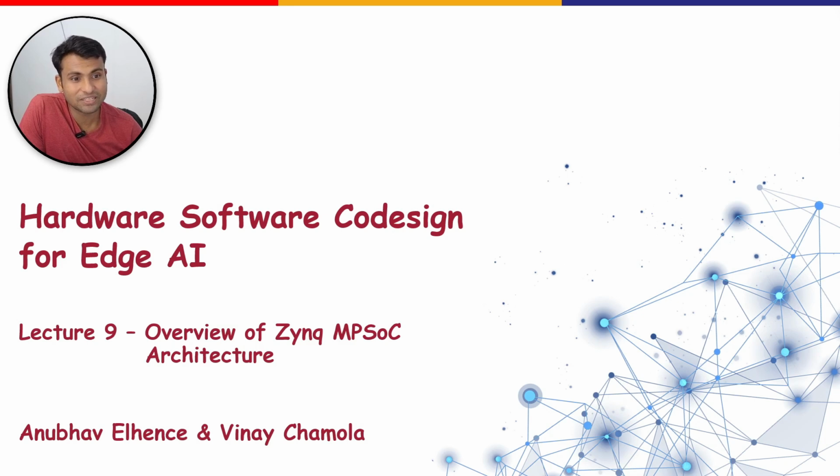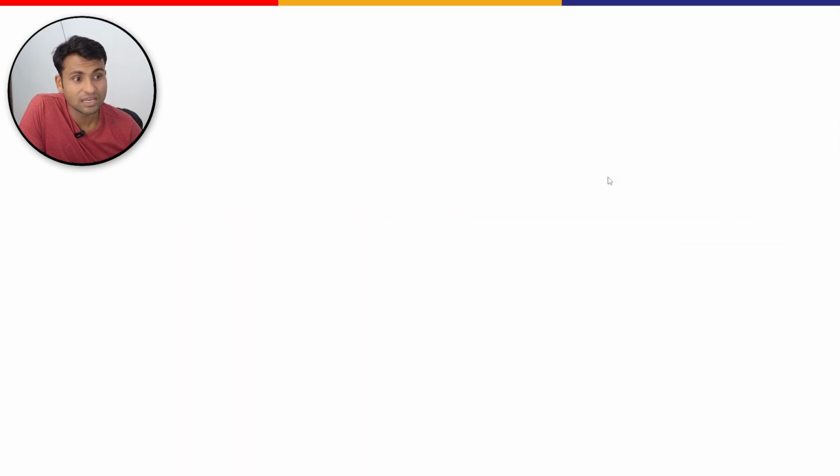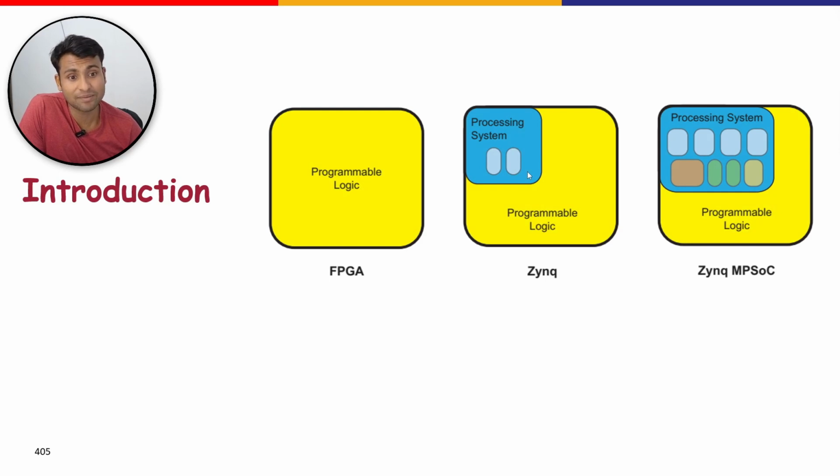So firstly, we'll begin by introducing the range of different MPSoC devices available, and we will then examine the Zynq MPSoC architecture by introducing the APU and the RPU, which are the application processing unit and real-time processing unit. We'll also look at the programmable logic, the configuration security unit, and also the platform management unit.